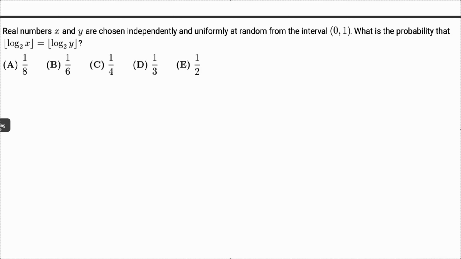Now, this is an interesting problem. At first sight, it looks really hard. We have x, y, well, that's algebra. We have probability because they're chosen at random when we want to find a probability. We have logs, we have floors, we have so many of these different things. And so how on earth would we even solve this?